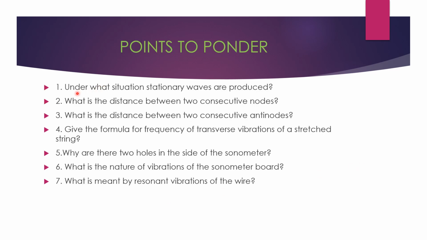Points to ponder. Number 1, under what situation stationary waves are produced? Number 2, what is the distance between two consecutive nodes? Number 3, what is the distance between two consecutive antinodes? Number 4, give the formula for frequency of transverse vibrations of a stretched string. Number 5, why are there two holes in the side of the sonometer? Number 6, what is the nature of vibrations of the sonometer board? Number 7, what is meant by resonant vibrations of the wire?